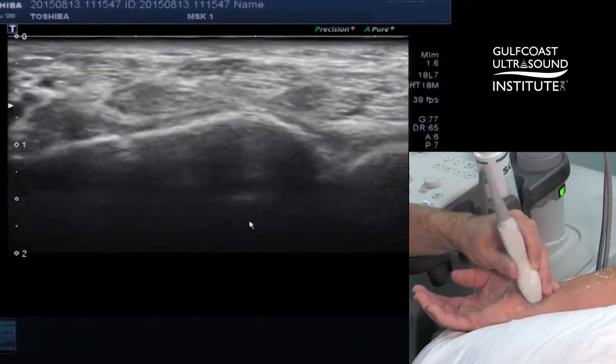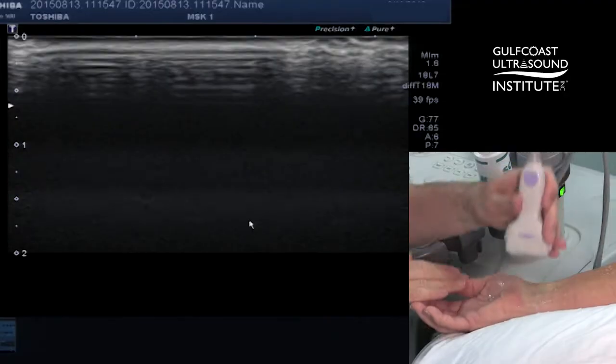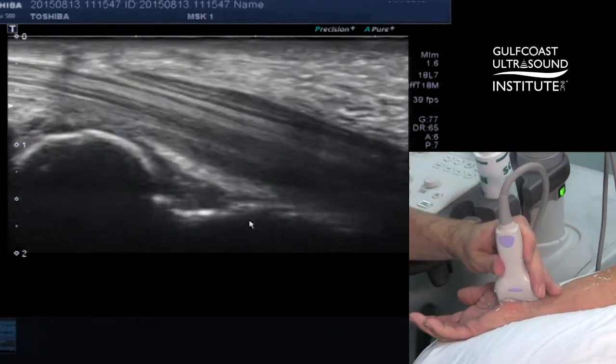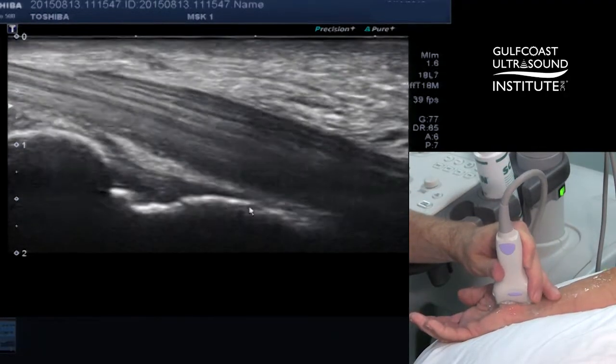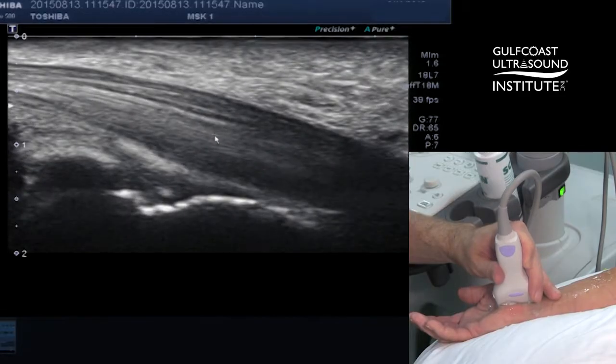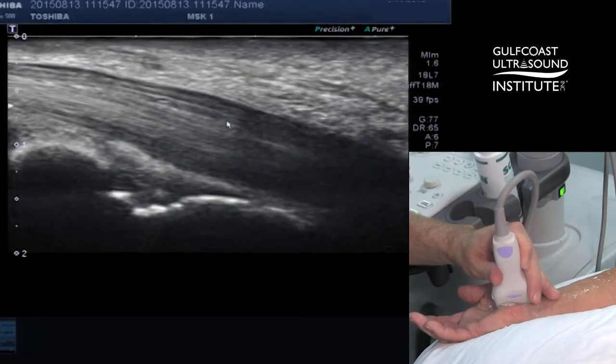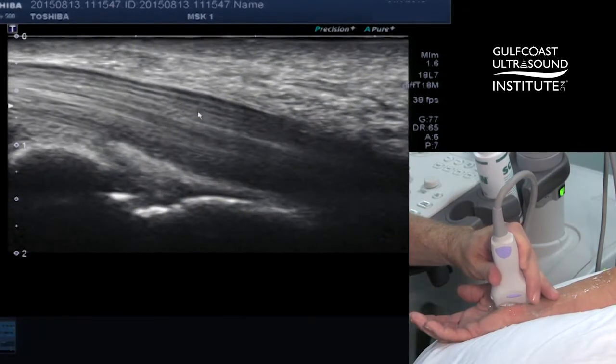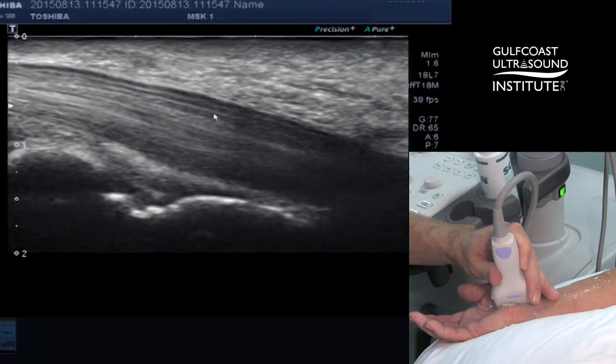As we move back, we'll change the orientation of the transducer to a longitudinal position. Now we see the median nerve on top with underneath the flexor digitorum superficialis and profundus tendons of the fingers. So this is the median nerve. We note how it has a fascicular architecture.